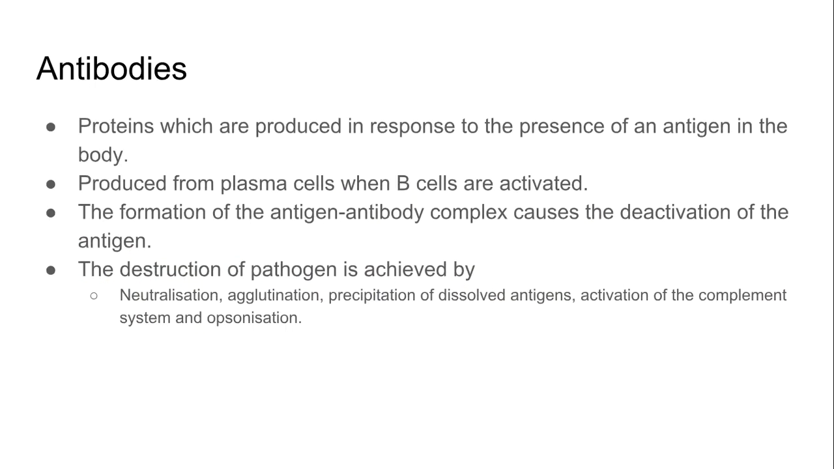So our antibodies, which are obviously part of our antibody response, are produced because of the presence of an antigen in the body. And these are produced from plasma cells when our B cells are activated. This forms the antigen-antibody complex, which eventually causes the deactivation of the antigen. And then these 5 processes are undertaken in order as they're written there to destroy the pathogen. So we have the neutralization, agglutination, precipitation of dissolved antigens, activation of the complement system, and then our opsonization.